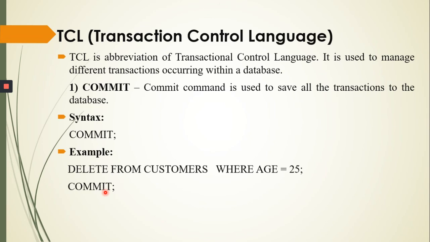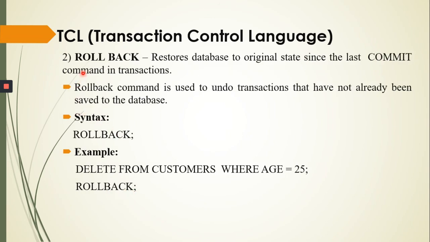Okay, now if we want to change the data, then we have to use the rollback command. Rollback, as the name suggests, restores the database to its original state since the last commit command. If we write the commit command, then it is permanently saved. The rollback command is used to undo transactions that have not already been saved to the database. So remember this: the rollback command restores the database to the last committed state.